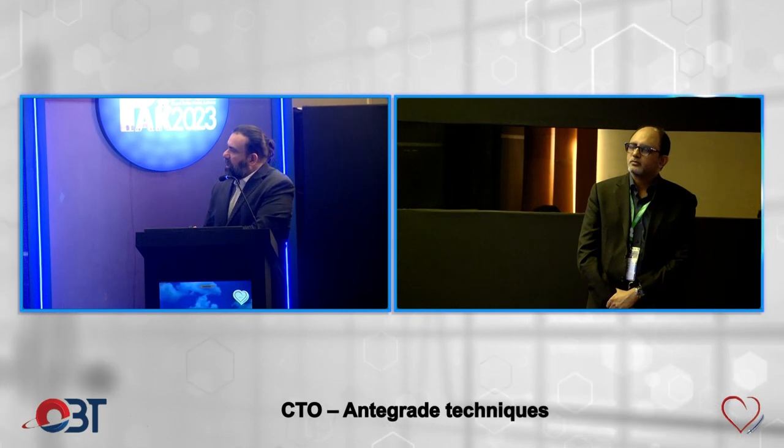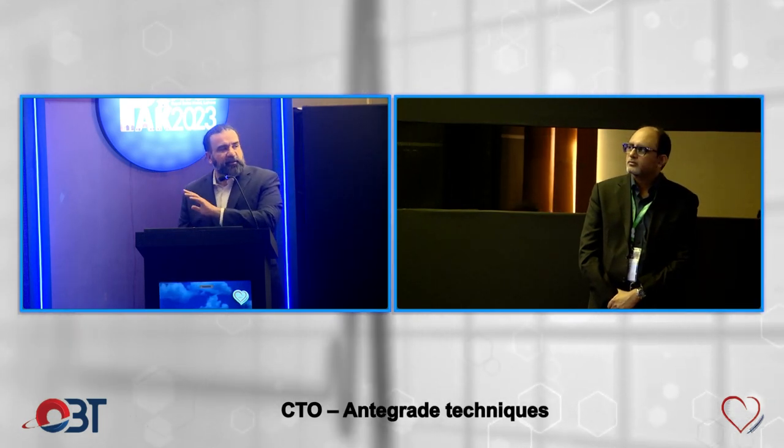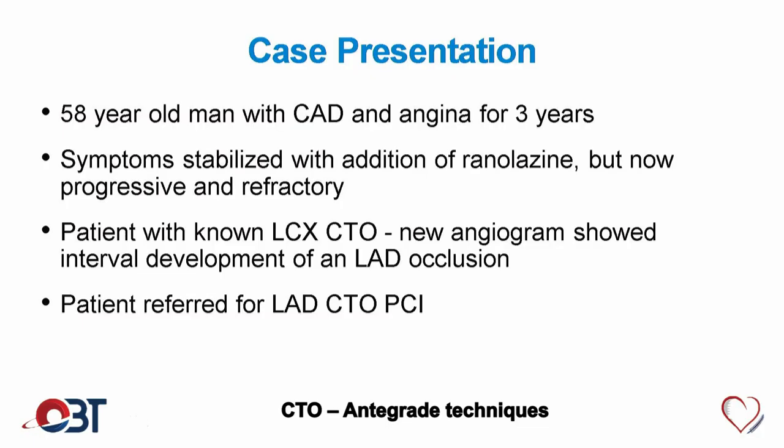So this is a 58-year-old man, and actually he's a Pakistani gentleman. He lives in Houston, but he's from Pakistan. CAD, angina for 3 years. He had stabilized symptoms with ranolazine for a few years, but over the past few months his symptoms started to progress again. His cardiologist had already known from before that he had a CTO of the circumflex artery.